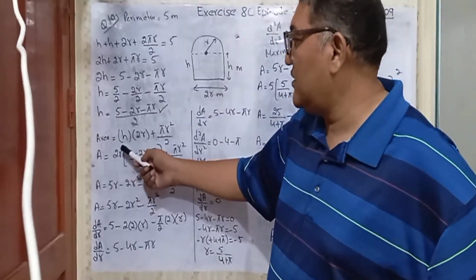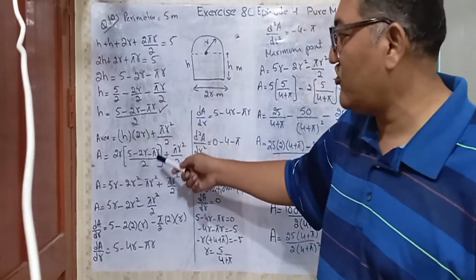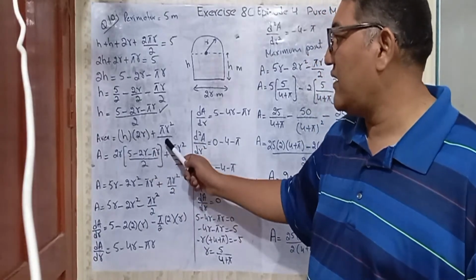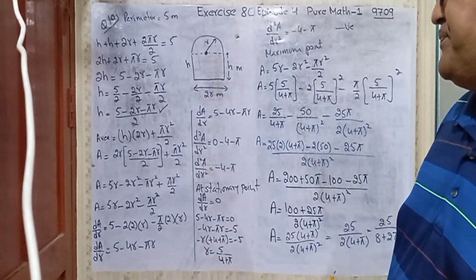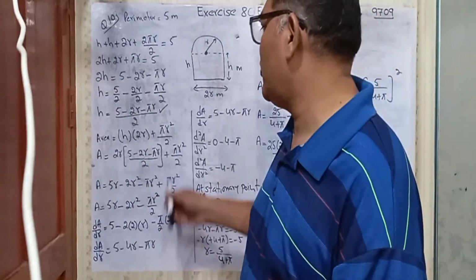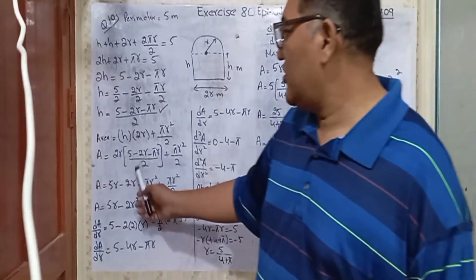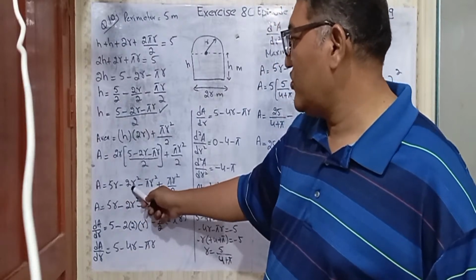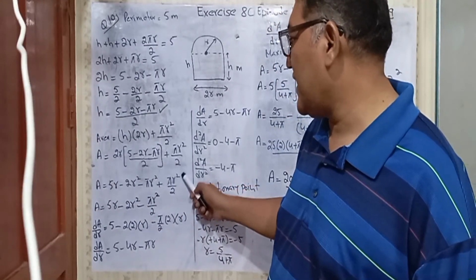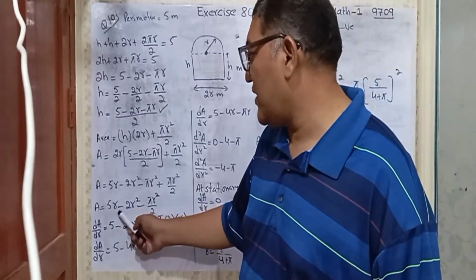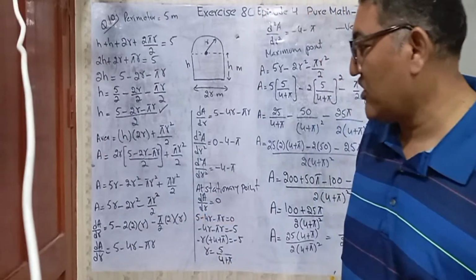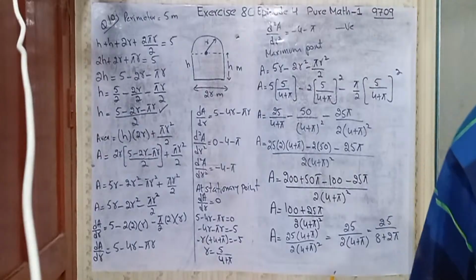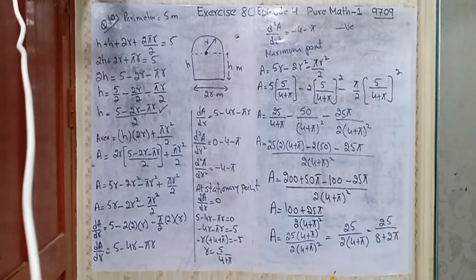So you will have, then I substituted the value of h here. So 2r into h is 2r into (5 minus 2r minus pi r) divided by 2, plus pi r square by 2. Okay, so 2 cancels. So you will have r multiply here. So you will have 5r minus 2r square minus pi r square plus pi r square by 2. So you will have 5r minus 2r square, and these two terms combine with each other, so you are left with minus pi r square by 2. So now I know the expression for the area of that window.